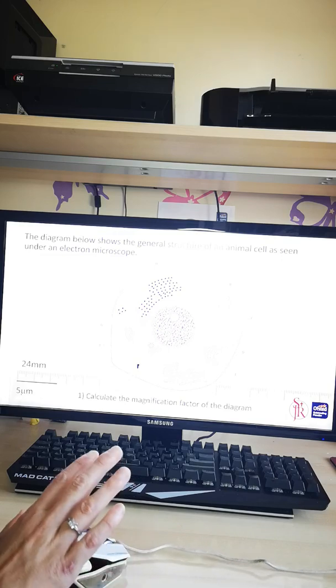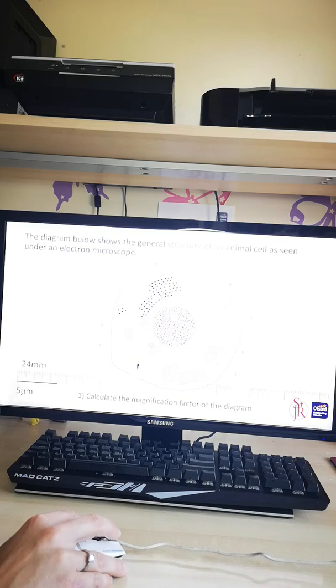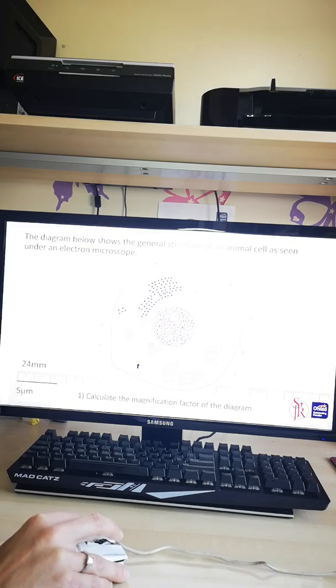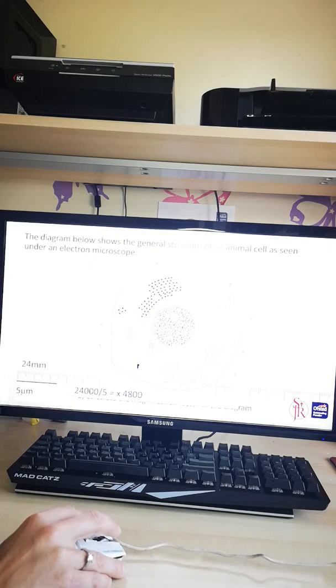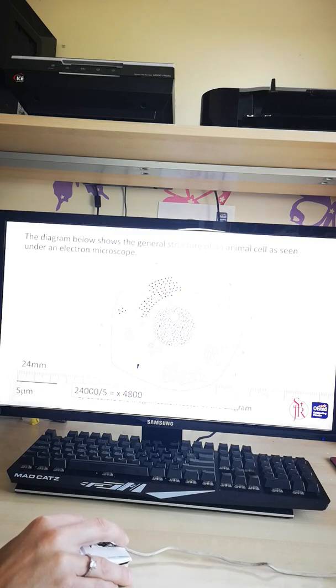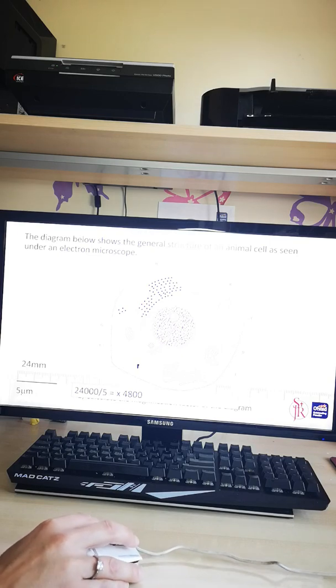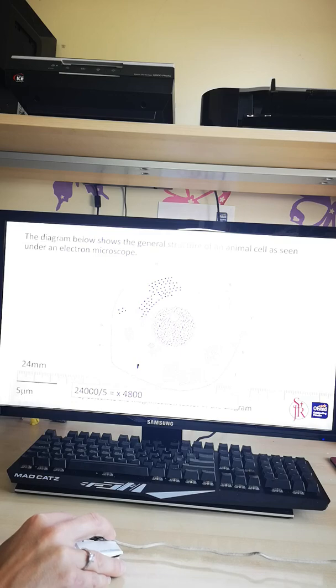Now don't worry if this sounds a bit weird, because we will do lots of practice of this, but we're measuring it. We get our image size here. The real size is the 5 micrometers on the scale bar. So now I can do my 24 millimeters, times it by 1,000 to make it into micrometers, divide it by 5, and that gives me the magnification of the image. And that's without measuring anything on the image, I'm just using the scale bar.